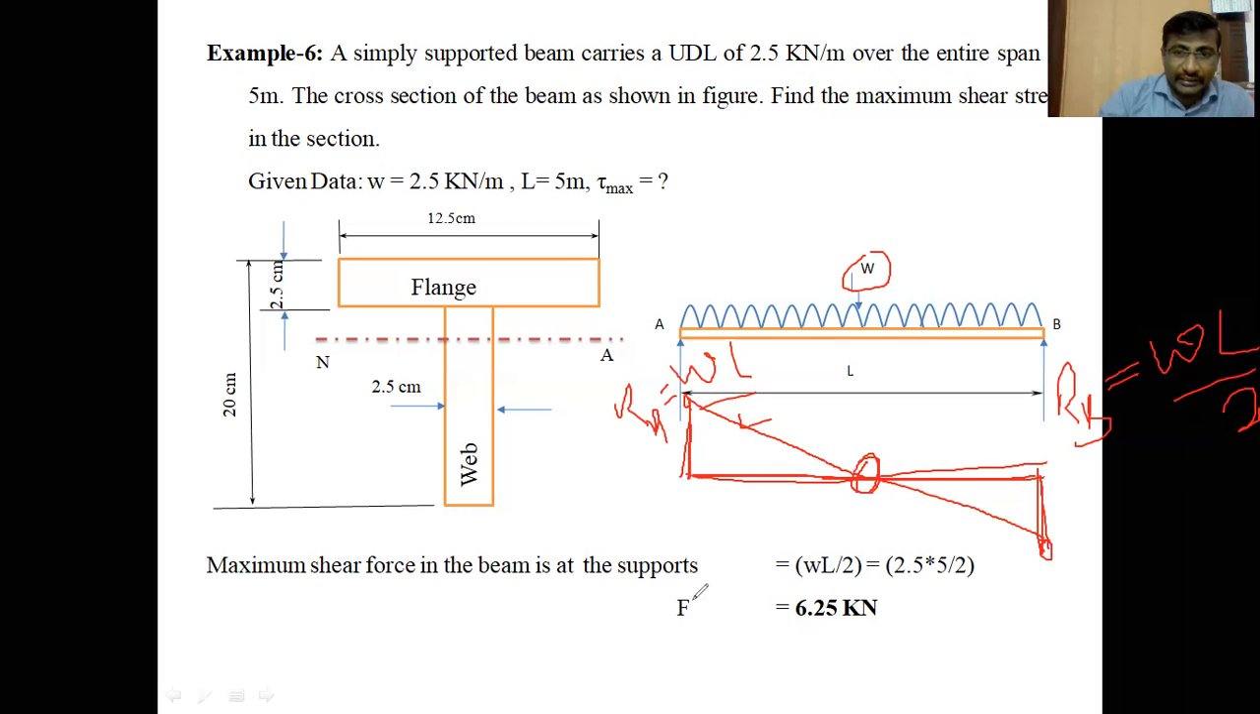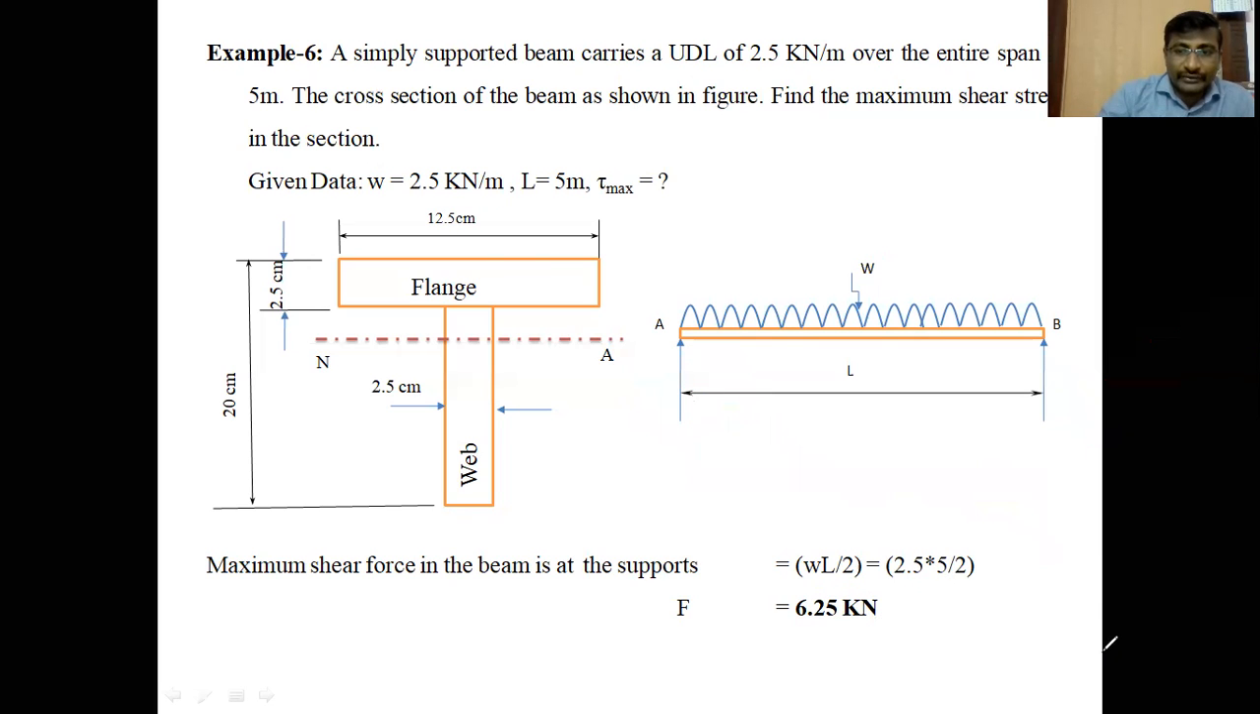Here I have written that the maximum shear force in the beam at the supports is WL by 2. So W is 2.5 kilonewtons per meter and L is 5 meters, divided by 2. We get 6.5 kilonewtons as the maximum shear force at the supports. Clear, students? So this beam is a T section beam.